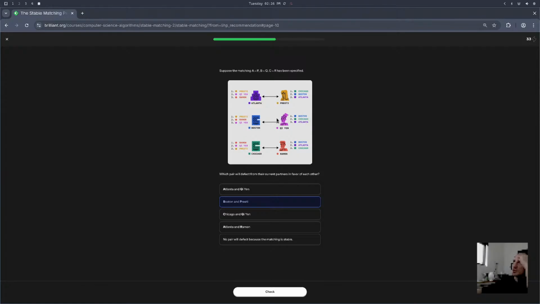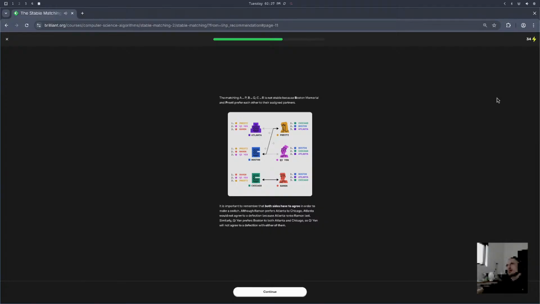Because she's happy. She got Boston. Atlanta's happy, got Peretti. This guy wants Boston, but he's number two. So this guy's unhappy, and this guy is not happy, because he got his last choice, and he got his last choice. But Peretti is the main choice for Boston, so I think Peretti and Boston would defect.